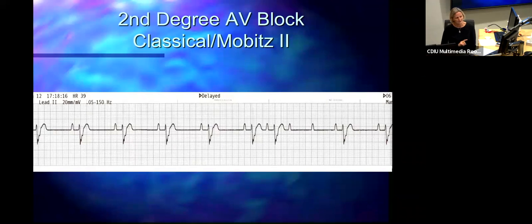In classical, there's more P's than R's. If the R to R is irregular, you're going to look then for step 3, which is the PR interval. What is the pattern of the PR interval? If it's progressively lengthening PR interval till a P wave drops a QRS, then it's Wenckebach or Mobitz 1. If, however, like this picture, every time you measure a PR interval, even after a dropped beat, the PR interval is consistent or classical, then it's 2nd degree, classical or Mobitz 2.